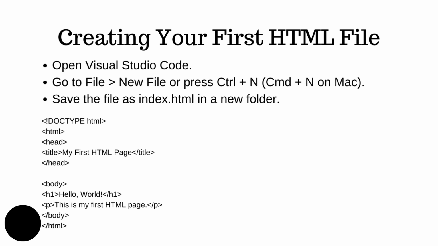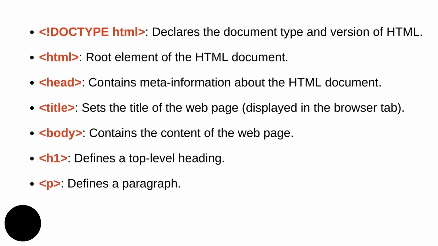So everything that we have learned today, we can look at the doctype that you see there. As I've said earlier, it declares the document type and version of the HTML. The HTML is the root element of the HTML document. The head contains meta information about the HTML. The title sets the title of the HTML displayed in the browser, and the body contains the content of the web page. The H1 defines the top level heading. We are also going to look at other header tags. The paragraph defines the paragraph.